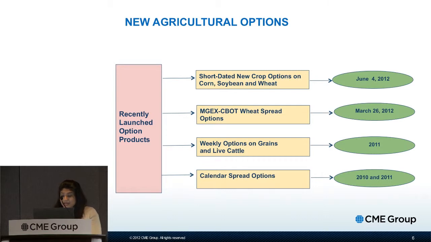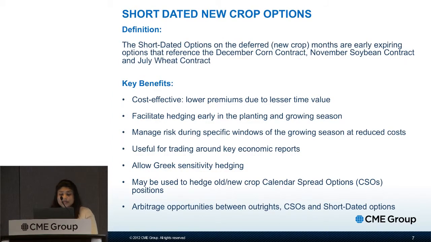So we have different kinds of options that launched very recently, and let me go through some of them with you. The short-dated new crop option was launched on June 4th of this year. As the name suggests, it is a short-dated option that references the new crop. So for corn, it references December, but it expires earlier during the growing and the pollination season. We have two contracts for this year, July and September. So you have an exposure to December, which is the new crop risk, but you have an expiration that happens in July and August.